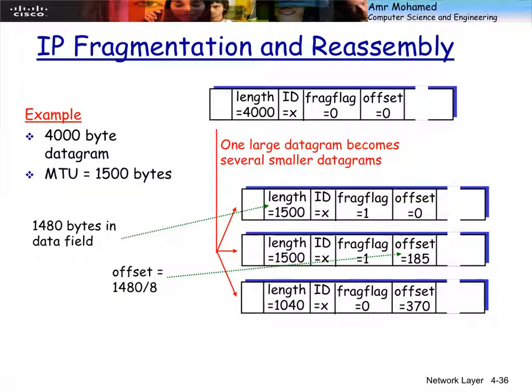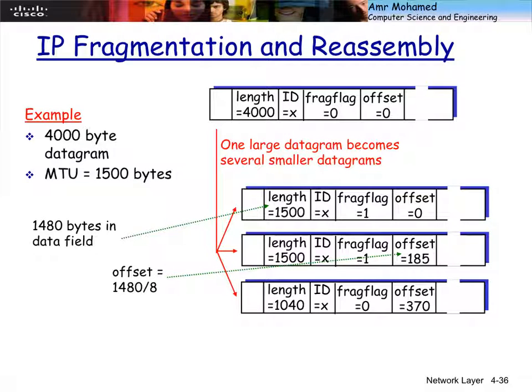So the mechanism that we use for that is as follows. When the packet is large, assume that we have a packet of 4,000 bytes. We are going through a link with a maximum transmission unit of 1,500, which is Ethernet. So we're going from, let's say, a fiber optic link with a maximum transmission unit of 4,000 bytes, through a link with an MTU of 1,500. So in that case, we have to do fragmentation.